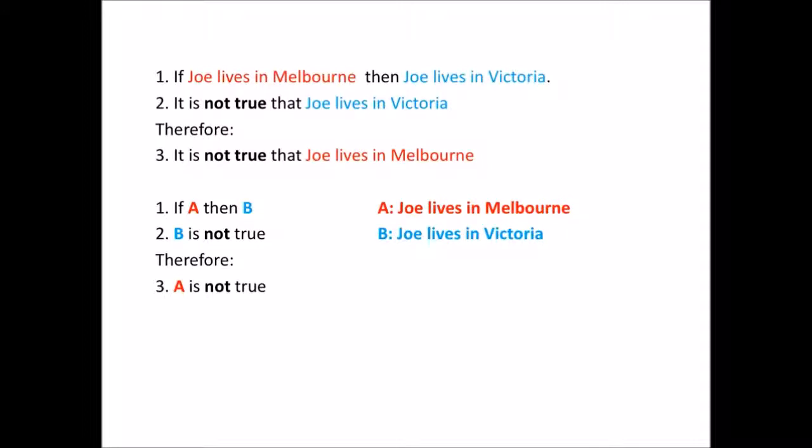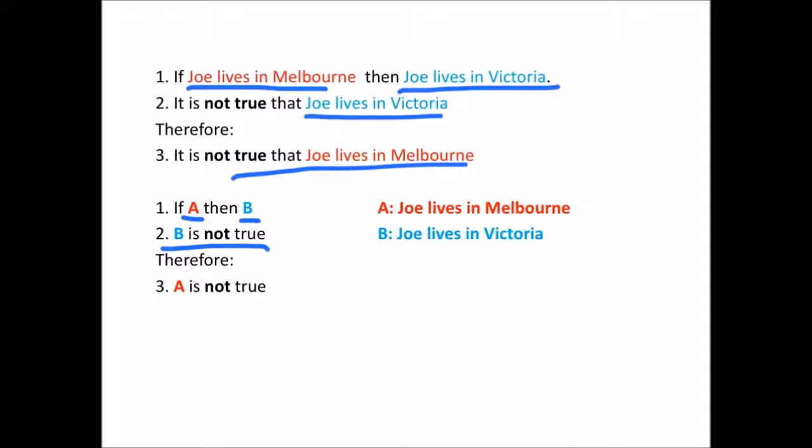Just to illustrate that for each of the arguments, here's the first one again. And here I've just coloured in the component statements in the argument to show how they fit the pattern. The first premise of the first argument is if Joe lives in Melbourne, then Joe lives in Victoria. If A, then B. If red, then blue. Second premise says it's not true that Joe lives in Victoria. B, the blue part, is not true. Conclusion, A, the red part, is not true.